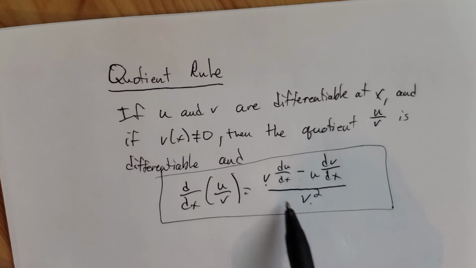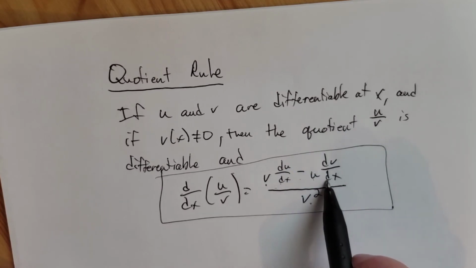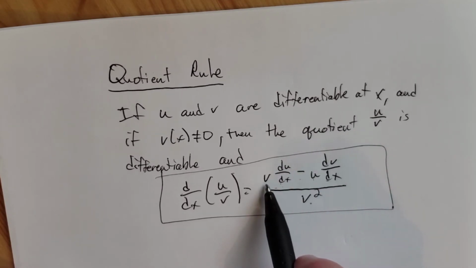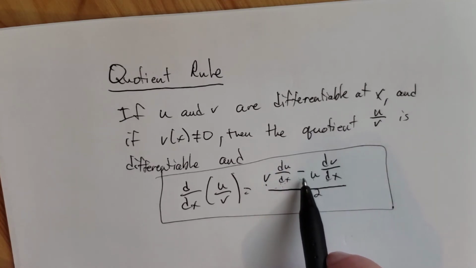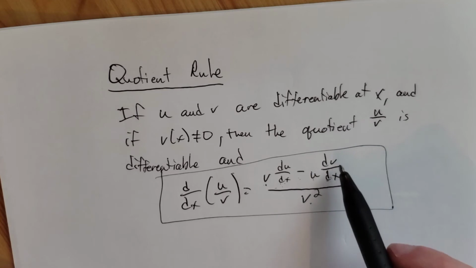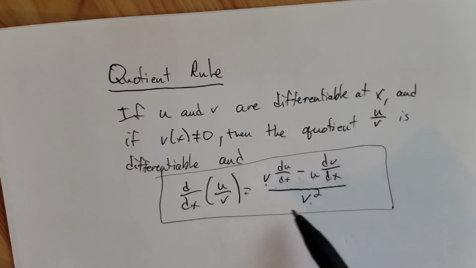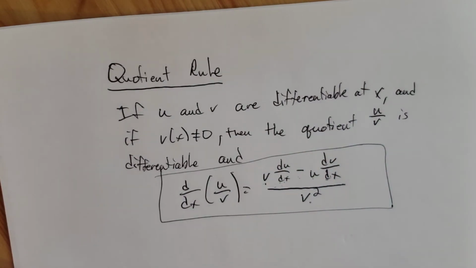You need to absolutely remember the ordering here. It is very different if you do u dv dx minus v du dx, right? That would be, in fact, the negative of what the correct answer is. So make sure you get your ordering correct here.